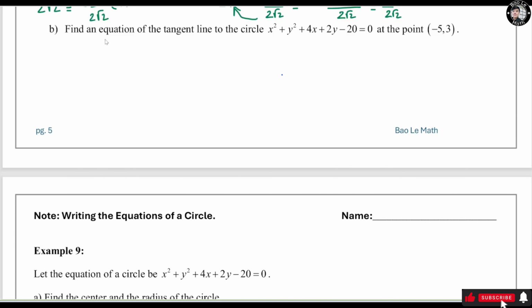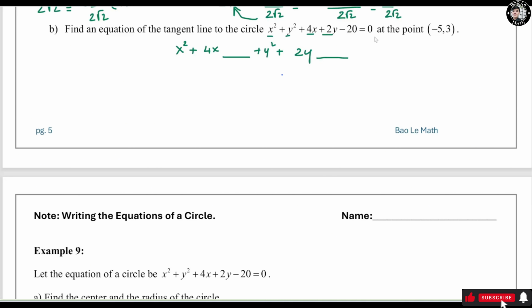Now let's move on to question B. The equation of the circle is in the general form. We need to convert this one to standard form first, right? So we need to rearrange this one. So I'm going to write s squared plus 4s right here, put the blank right here, plus y squared plus 2y right here, put the blank right here, right?